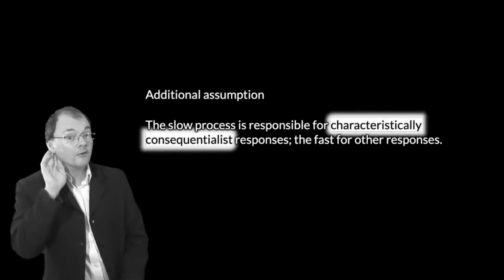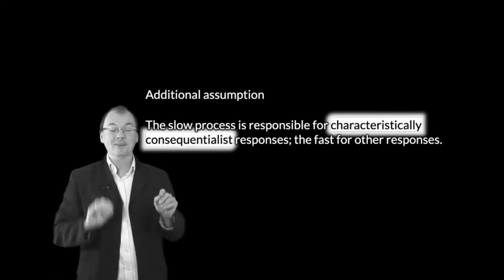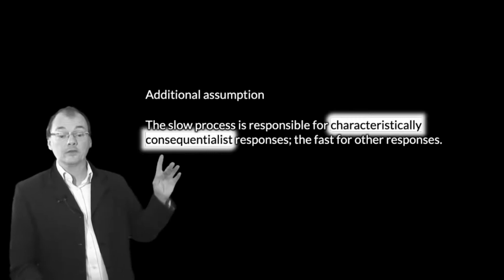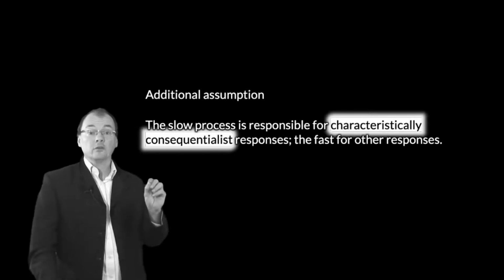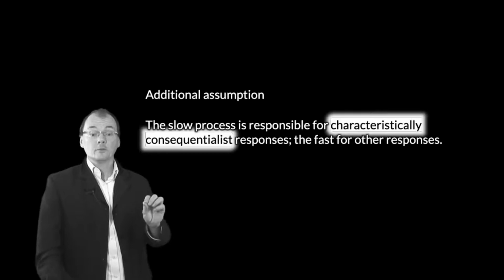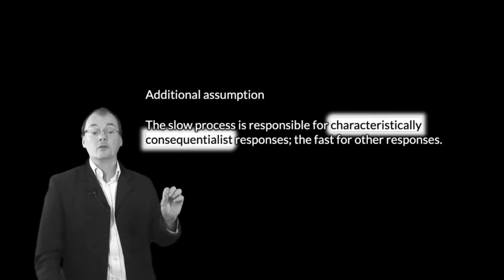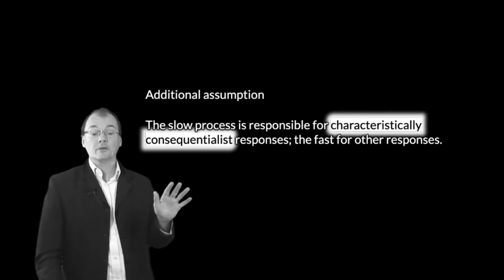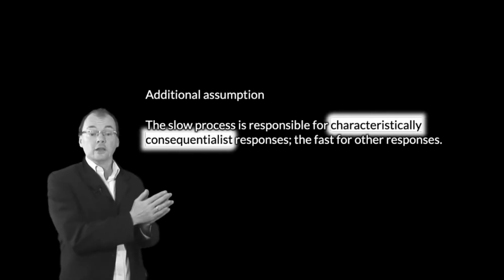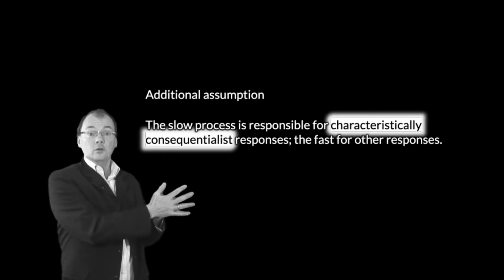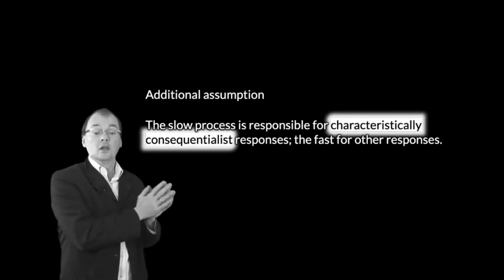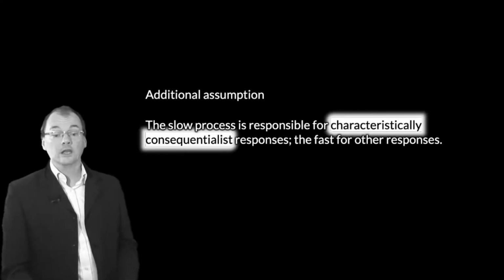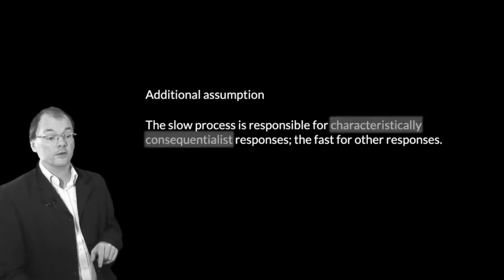What do I mean by characteristically consequentialist? Brilliant. What I mean by characteristically consequentialist is what Greene means. This term is from Greene. It means a response which is the kind of response that would typically be generated by a consequentialist theory. So we're not making a particular claim about the theory that the person has. We're just saying that the response is in line with what a consequentialist theory would demand. That's what we mean by characteristically consequentialist. It's in the glossary in the notes, actually.